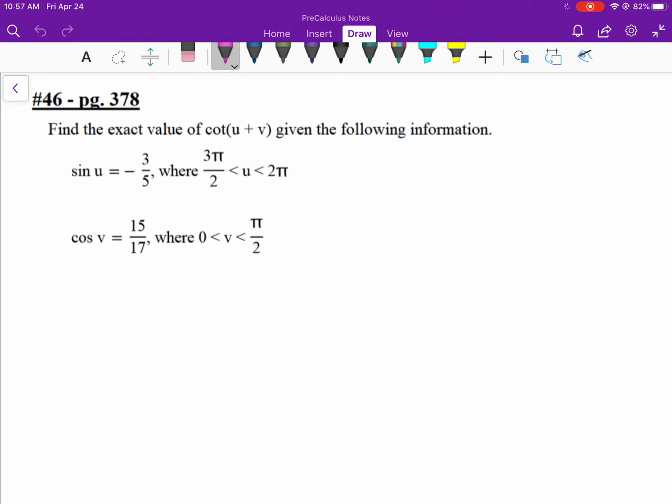It shows the following directions. Find the exact value of cotangent u plus v given this information. So let's start with what we were asked to find. We're asked to find the cotangent of u plus v. So the cotangent of u plus v is going to be the reciprocal of the tangent of u plus v. So I'm just going to write the formula now for the reciprocal of the tangent. I'm going to turn that upside down.